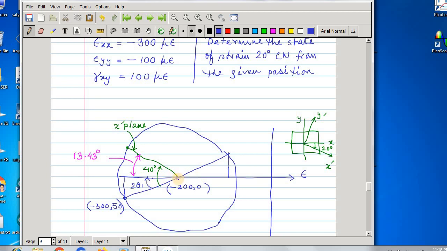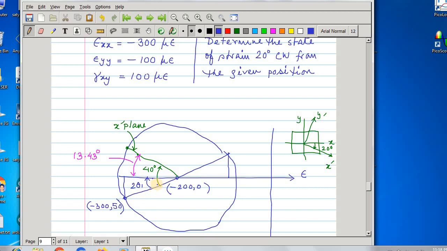And what is the center? The center is at minus 300 minus 100 by 2, which is minus 200. This is the center. So with this as center and this as radius, you draw a circle and now determine the state of strain 20° clockwise from the given position.